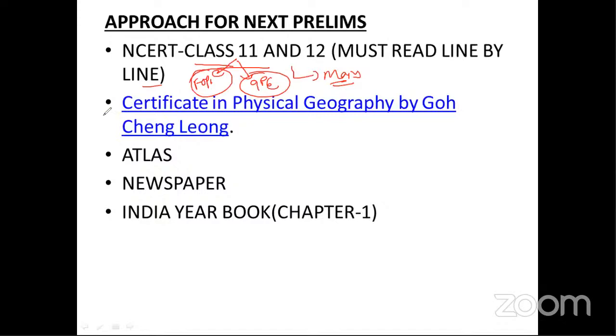Okay, and the second important thing, Certificate Physical Geography by GC Leong. The GC Leong book is again important. Now the GC Leong book is divided into 2 units, unit 1 and unit 2.